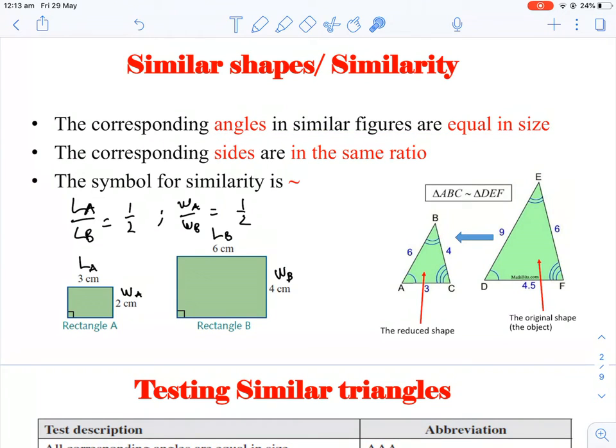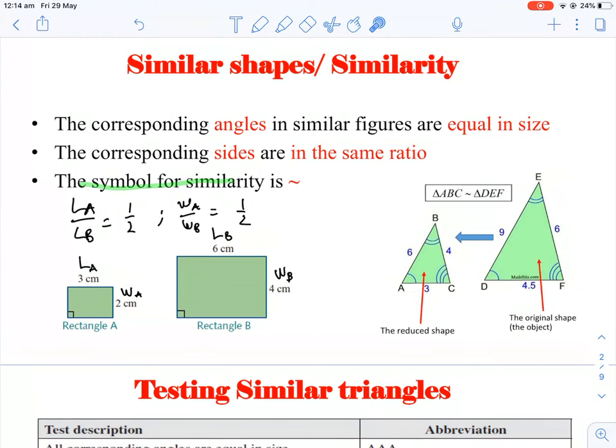The second requirement is that the corresponding sides are in the same ratio. The length of this one over the length of this one is 1/2. The ratio of the width, the width of this one over the width of this one, is 1/2. So they are the same. So these two rectangles are similar figures. And the same goes here with the right angle.